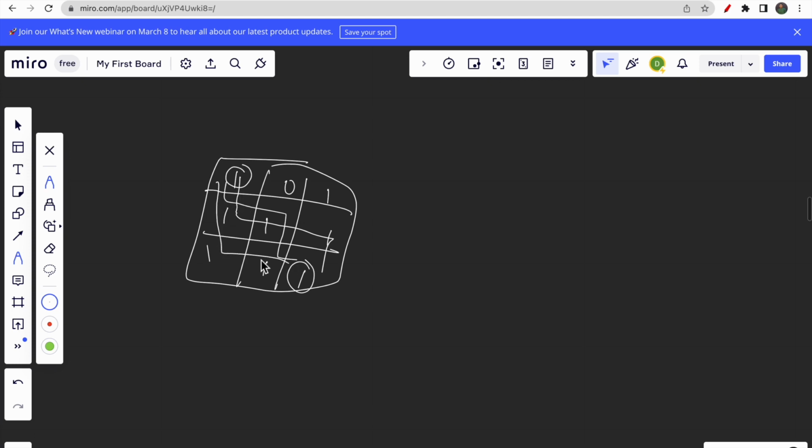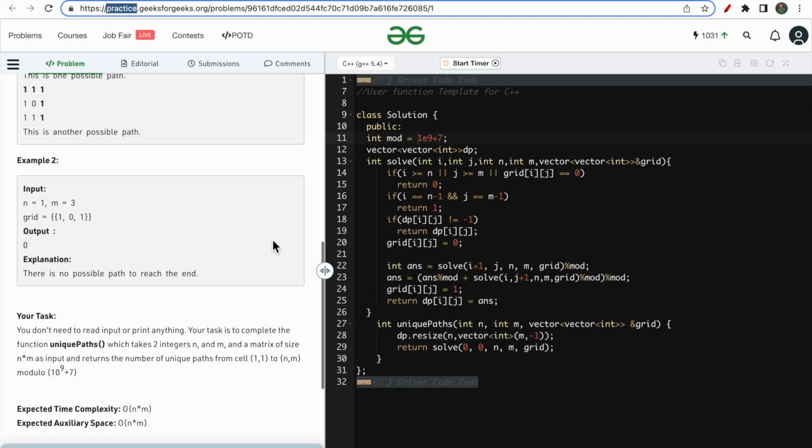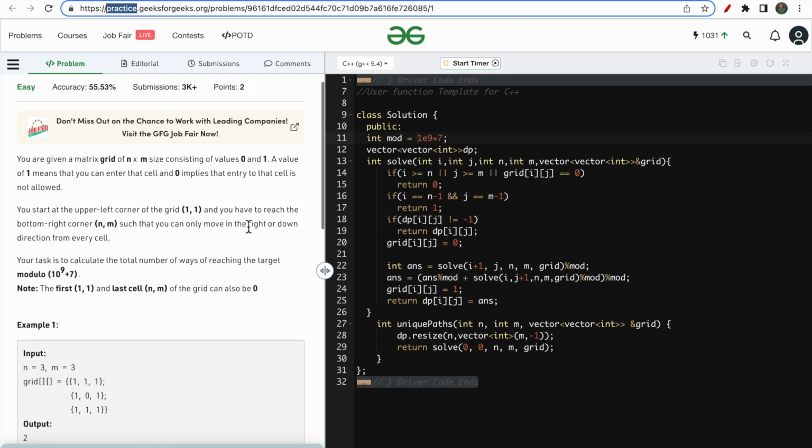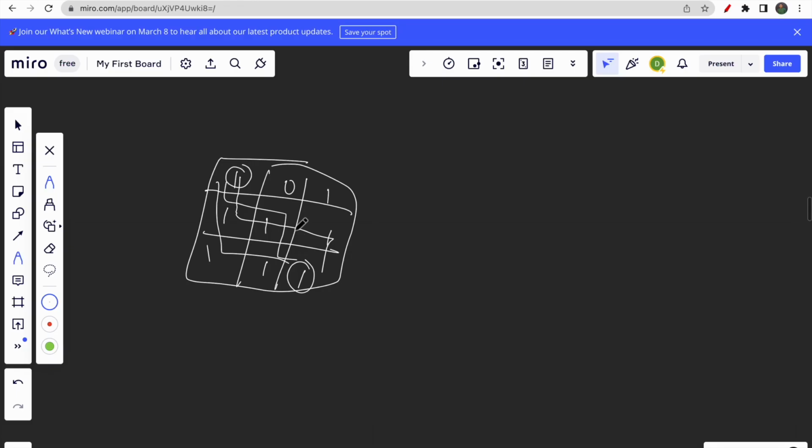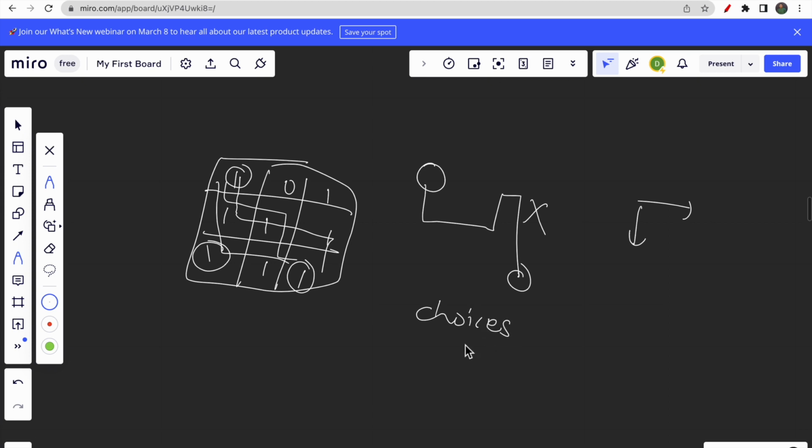Okay, so there are multiple paths you can see, and you can only travel in two directions. That is either right or down. So if you think of doing something like this and taking the above path, and you will do something like this, then this is invalid. You can only travel towards the right and towards the down. So for each cell you have choices. What choices do you have? Choice to move towards the right and choice to move towards the down.